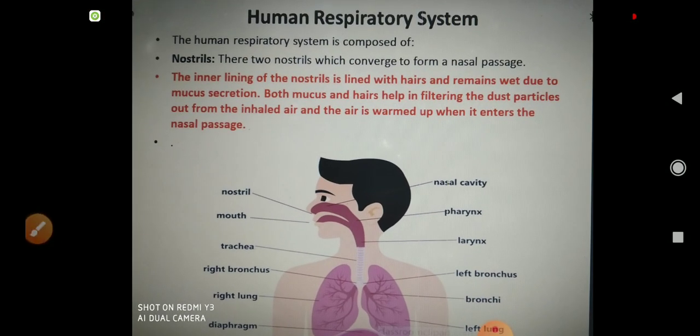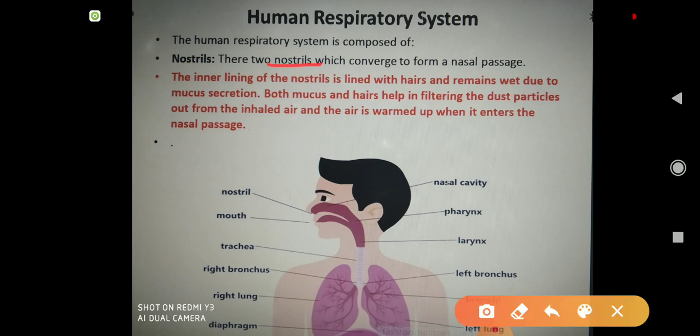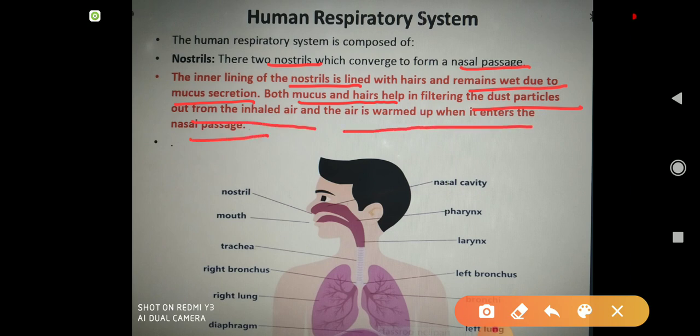Now see the content. There are two nostrils, which continue into the nasal passages, and the inner lining of the nostril is lined with hair. The nasal passages always remain wet due to the mucus secretion. Mucus and hair both are the filtering unit. It filters the dust particles out from the inhaled air, and the air is warmed up when it enters the nasal passages. Is it okay?